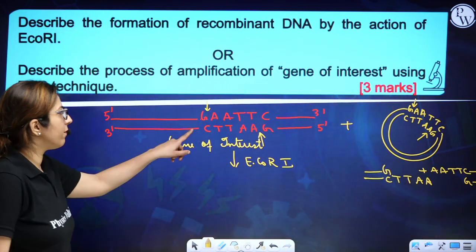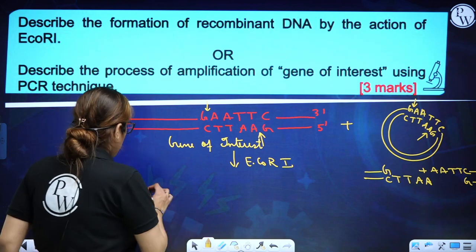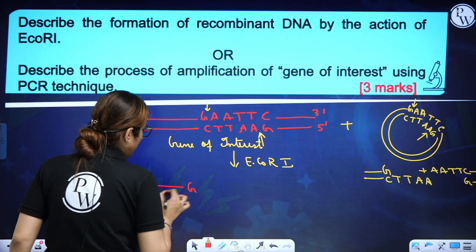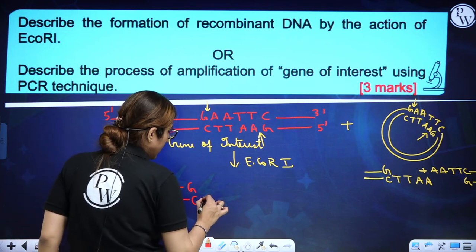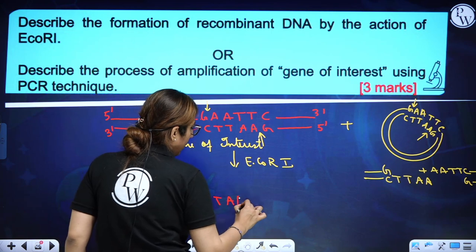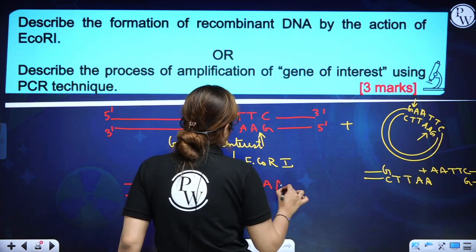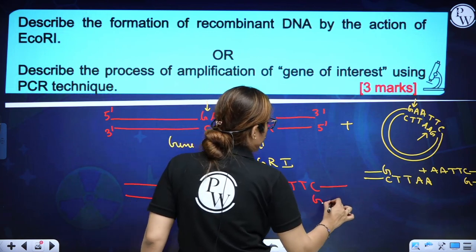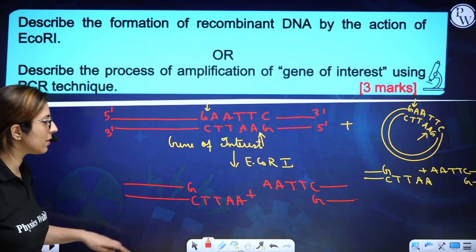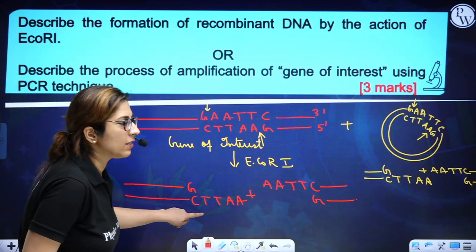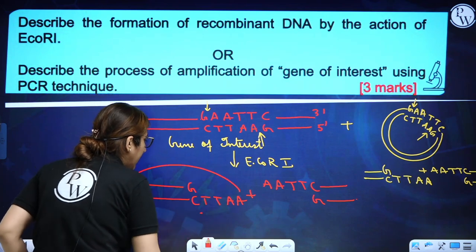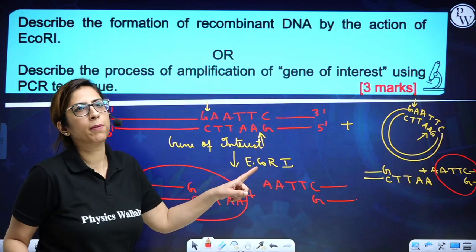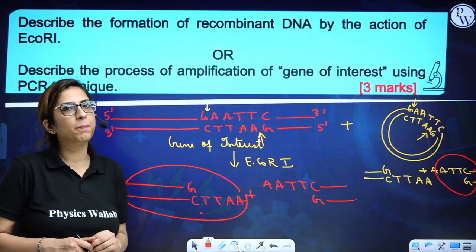Clear? And when you cut our gene of interest with this enzyme, here also, guys, we will be having this G, and on the next strand we will be having CTTAA. Now here AATTC, and here also we will be having only G with us. Now guys, listen to this. This strand will readily find this strand, because they will be complementary to each other. See, they will be complementary to each other. So in a mixture of these, they will bind to each other.